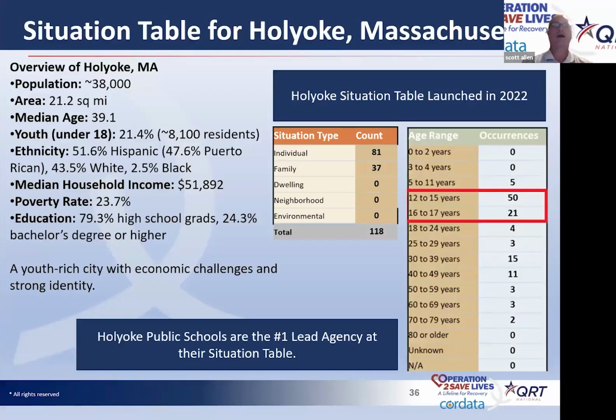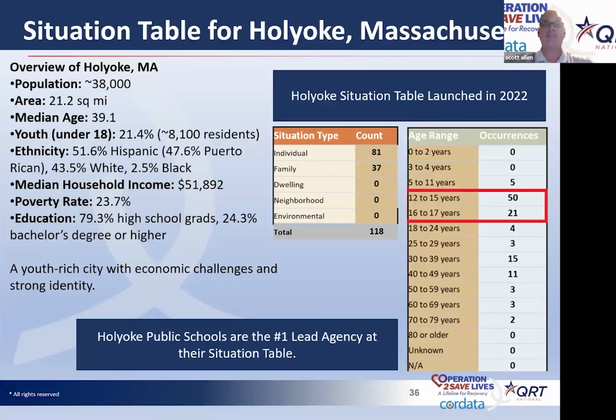So for my school partners out there, this is why the table works. Holyoke, and this is probably about a month old, but they launched in 2022. You can see they had 81 situations of individuals, 31 of families. Out of those 81, 71 of their situations were 12 to 17 years old. So that's their target population.